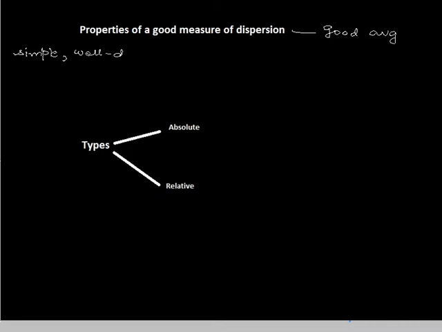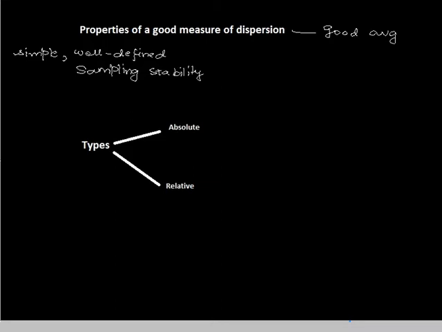It should be well defined. What else? It should be based on all the items of the data. More importantly, it should have sampling stability. Now, what do we mean by that? That is, it should be affected as little as possible by fluctuations in sampling.